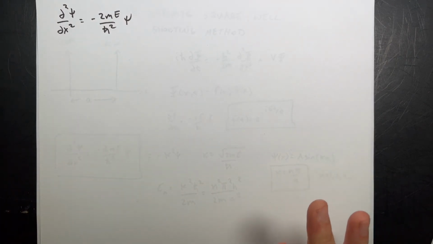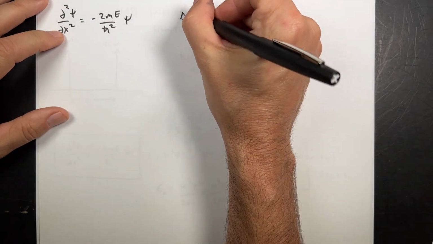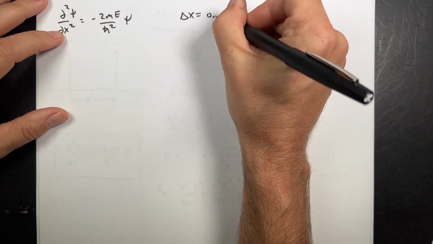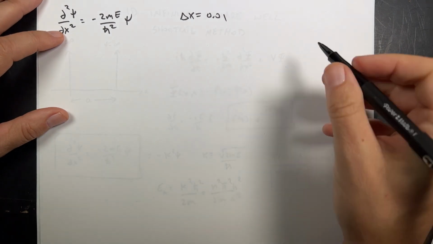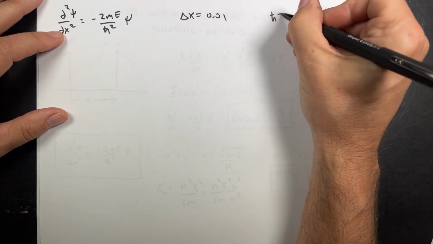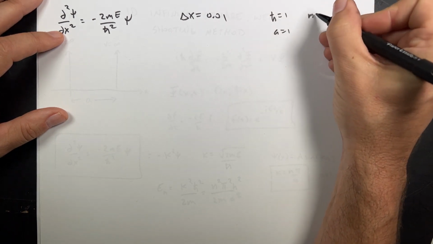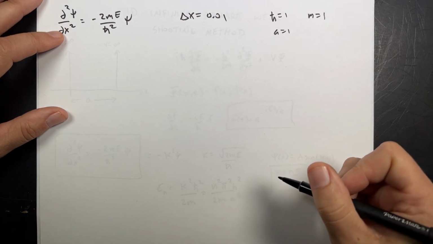And so I don't have derivatives with time. I have derivatives with respect to x. So right there, I'm going to break this into pieces of x. Let's say 0.01. It doesn't really matter. I am going to need numbers, though. Right? So I'm going to have to pick like h bar equals 1, a equals 1. Let's put m equals 1. I'm just going to use those values just because it's easier.